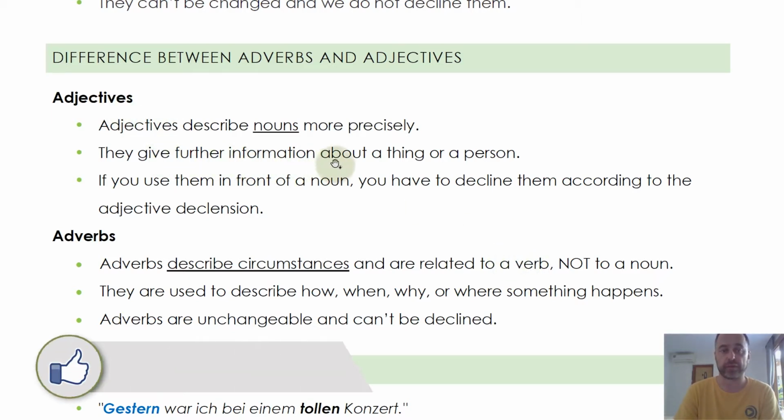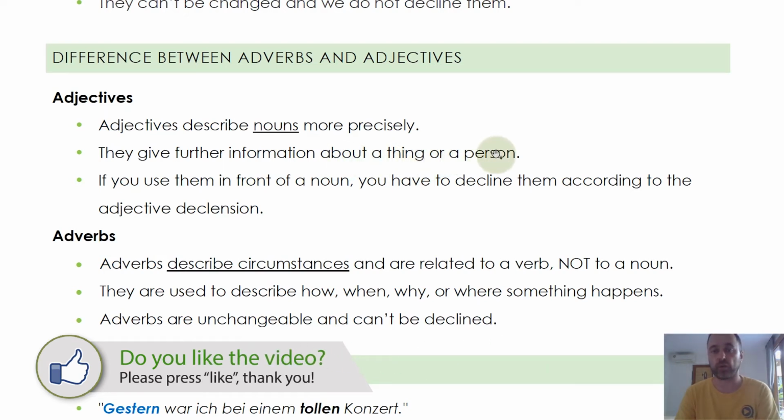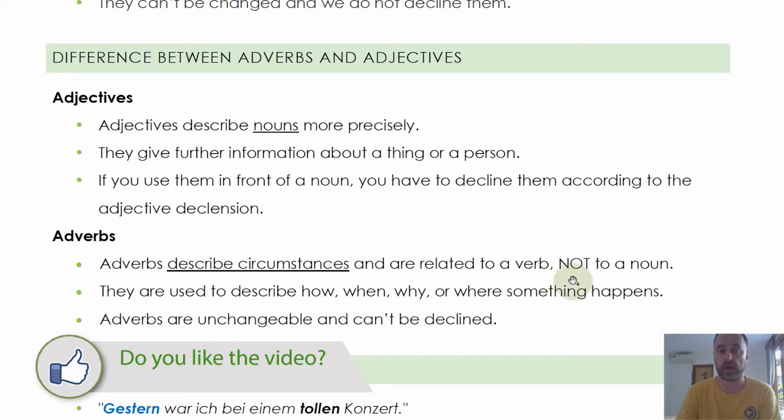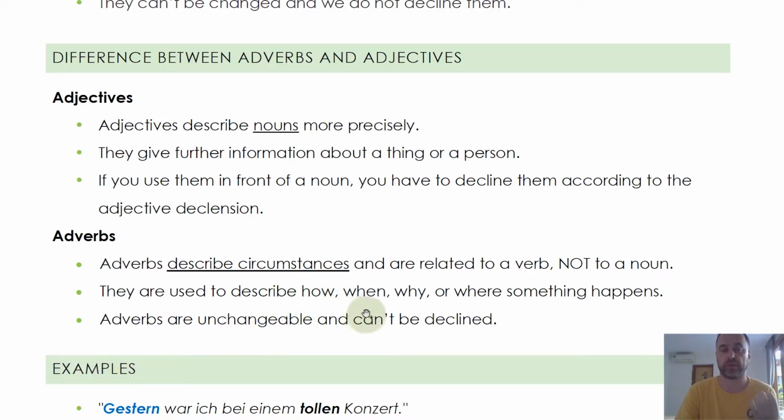Adjectives usually give further information about a thing or a person, because a noun always describes a thing or a person. And an adverb is used to describe how, when, why, or where something happens. That doesn't mean that an adjective can't say something about how, the time, or why, but it's always related to the noun and not to the overall situation. The adverb always gives us information about the situation itself.